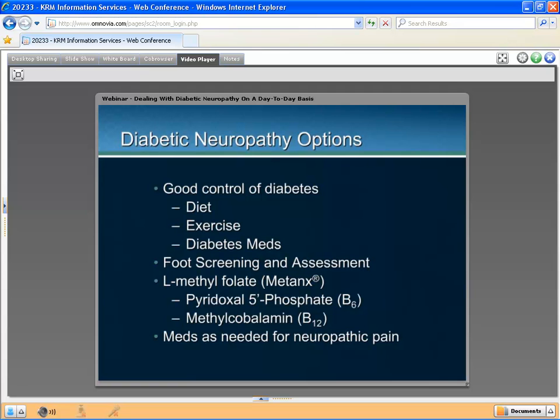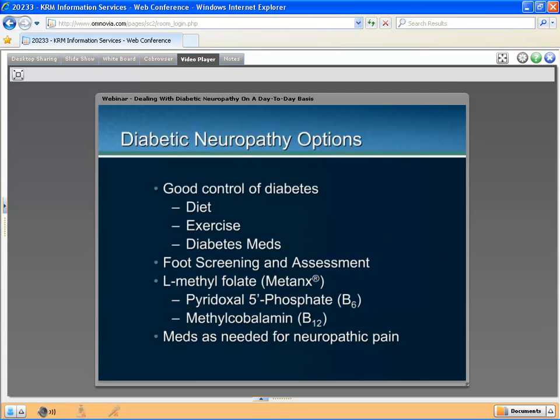Diabetes meds are much different than they used to be. There's lots more options. But pertinent to our topic today, foot screening and assessment. That needs to be integrated into everything we do. And we've had very good luck with Metanax, that prescription for L-methylfolate with the other B6 and B12 derivatives, when we combine that with good diabetes control. And of course, meds for the neuropathic pain may be necessary as well.